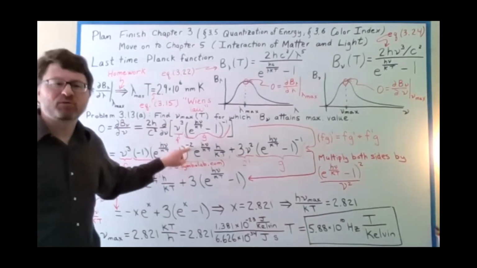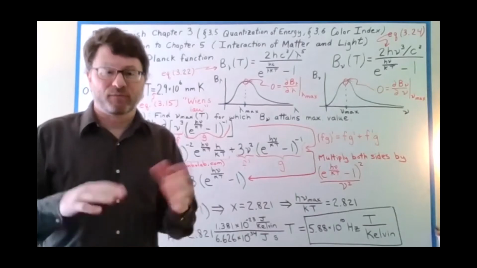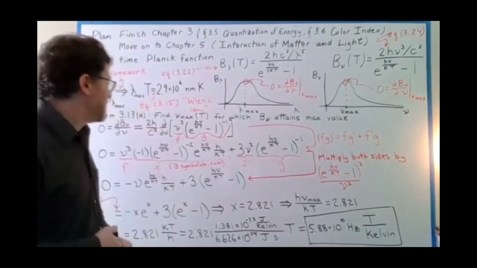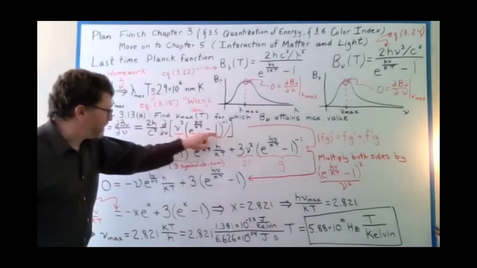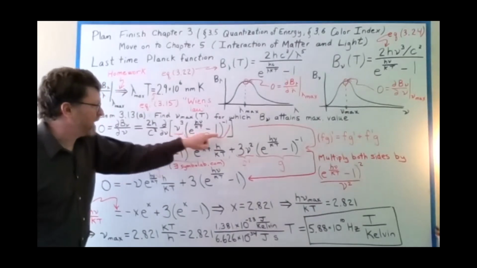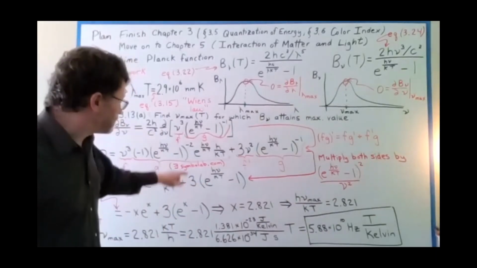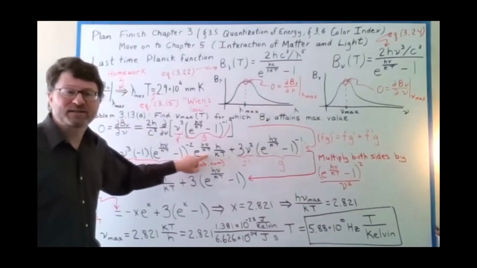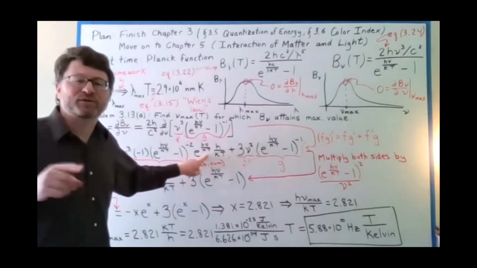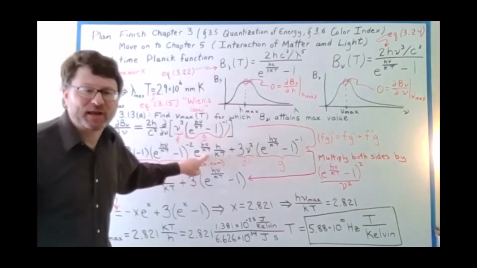And then from the chain rule, you have to multiply by the derivative of the thing that was raised to a power. And so the derivative of the thing being raised to a power was this denominator, e to the h nu over kT minus 1. And the derivative of that is just the exponential e to the h nu over kT. And then we have one final layer of the chain rule, one more link in the chain.